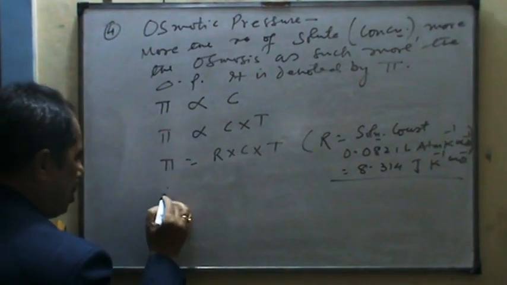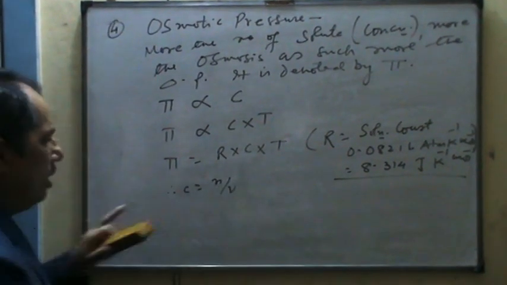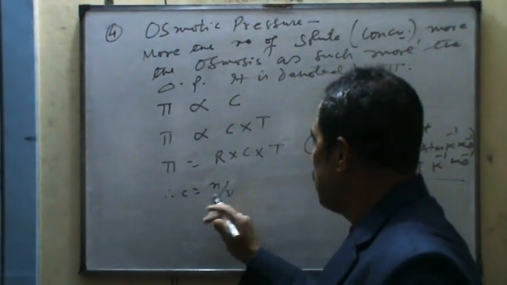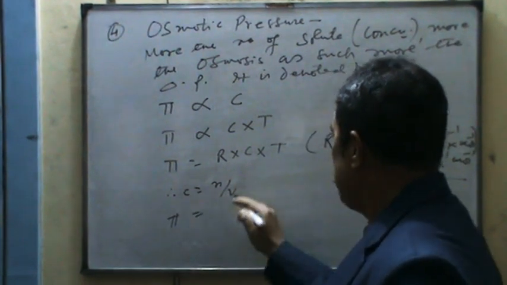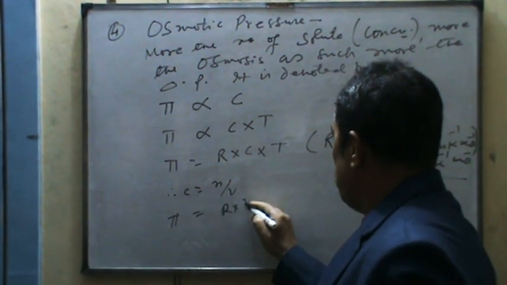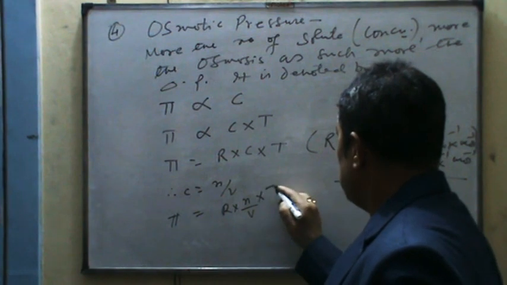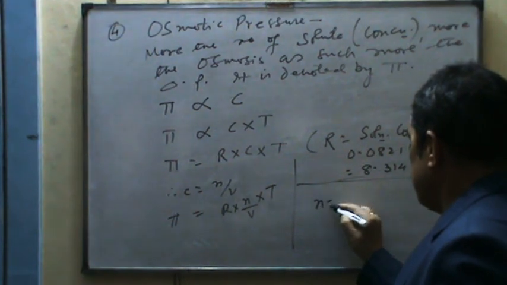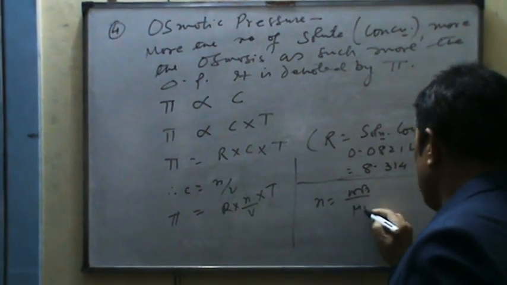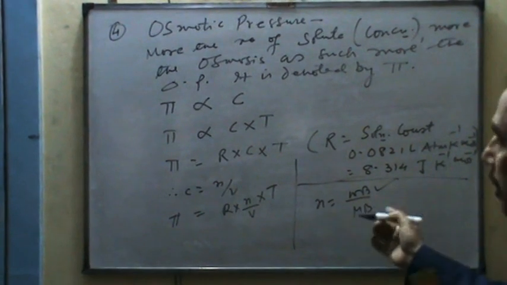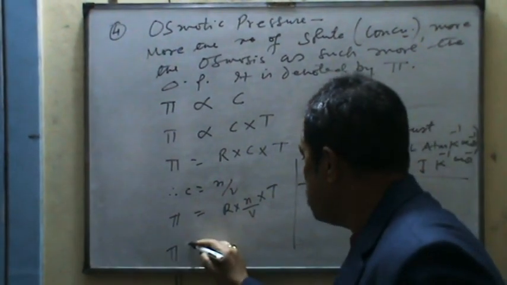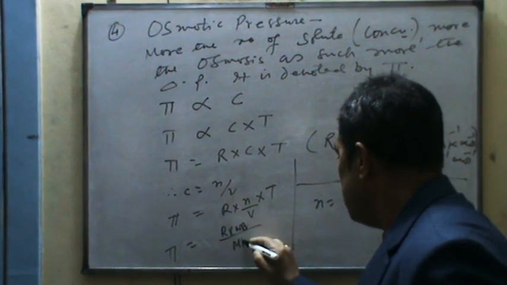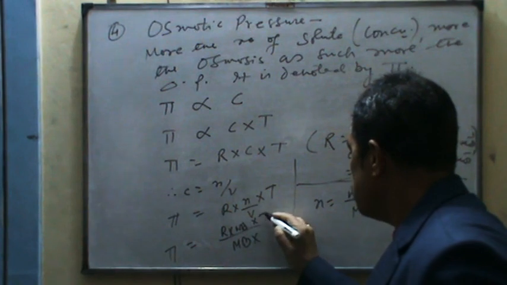So what is the concentration? Concentration, you know it very well. Number of moles per unit volume, right? Once you calculate the number of moles, the equation can also be written as R into n by V into T. Since we know n, number of moles of solute, is WB upon MB, given mass upon molar mass, that's why I put these values. Pi is equal to R into WB upon MB into volume into T.